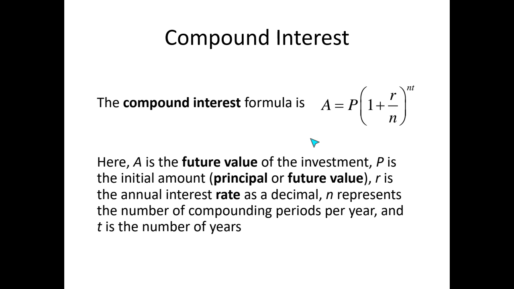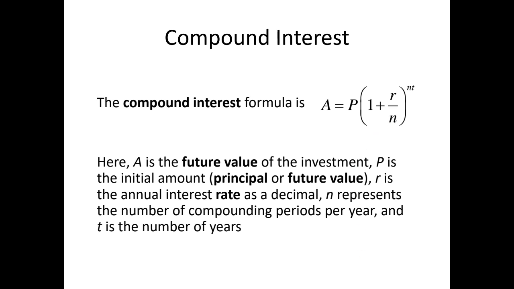But the compound interest formula is given by A is equal to P times the quantity 1 plus R divided by N, raised to the NT. A is your future value. That is how much you want to have in the future. P is your principal. That's how much you're going to invest. R is your rate, your interest rate. N is how it's compounded. So it can be compounded monthly, weekly, yearly, semi-annually, and so on. And T is your time.